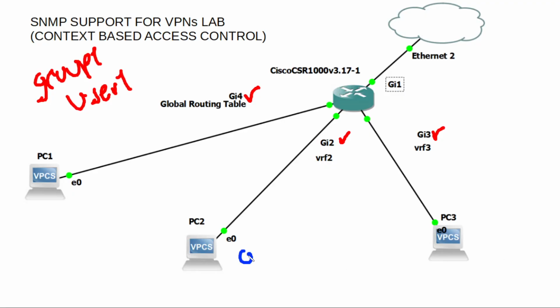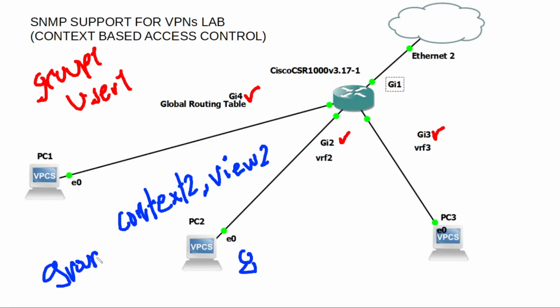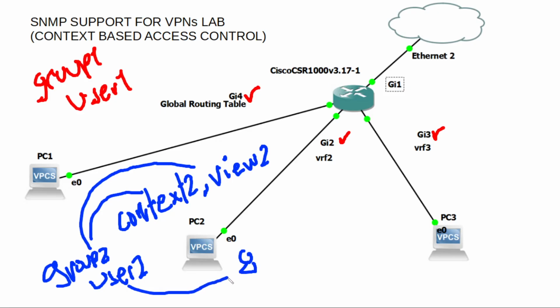Then for this blue customer, we are going to create a context for this particular customer that we're going to call context 2. We are going to create a view for this particular customer that we are going to call view 2. We are going to create group 2 that is going to bind these two configurations together, and we are going to create user 2 that we are going to assign to this customer, so this customer will only be able to gather information from VRF2.